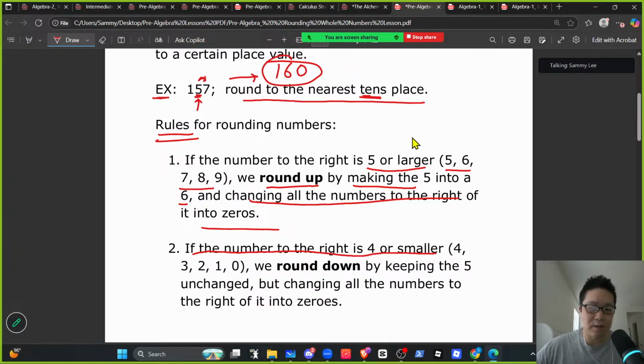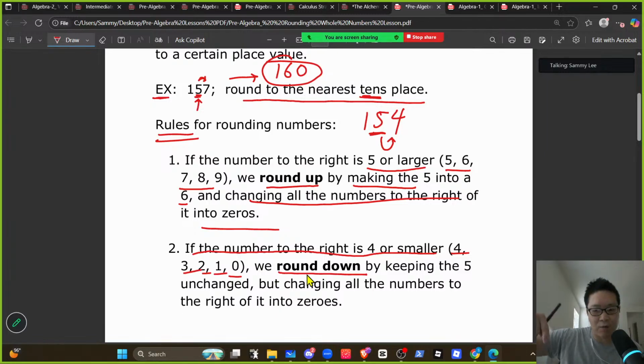Let's say we were asked to round the number 154 instead, and we were told to round to the tens place. Well, the number to the right is 4. And the rule is if the number is 4 or smaller, we round down. If the number is a 4, a 3, a 2, a 1, or 0, we round down by keeping the 5 unchanged and then changing all the numbers to the right into zeros.